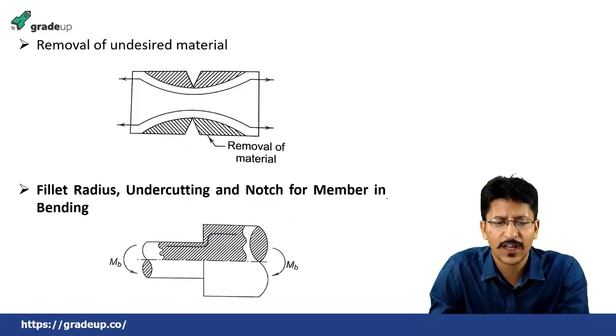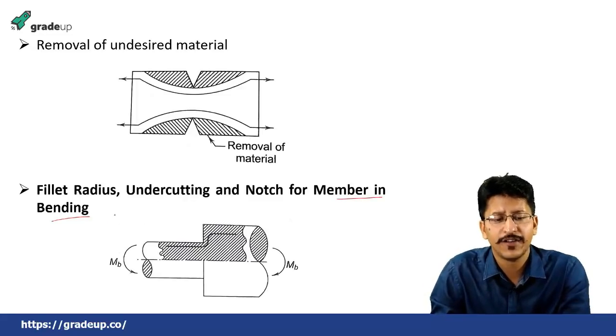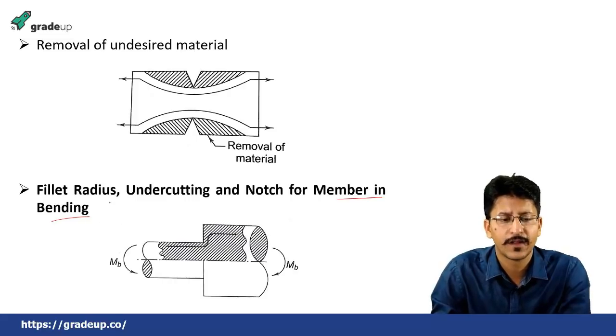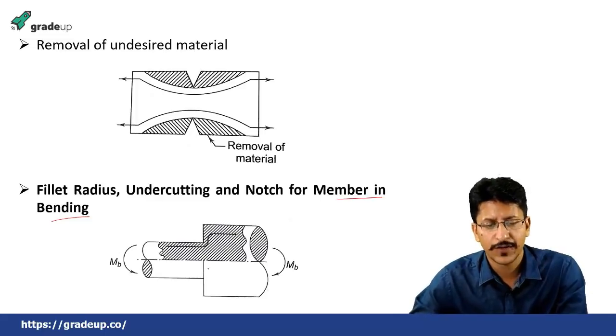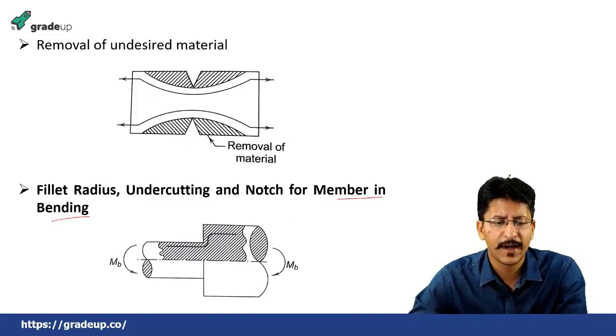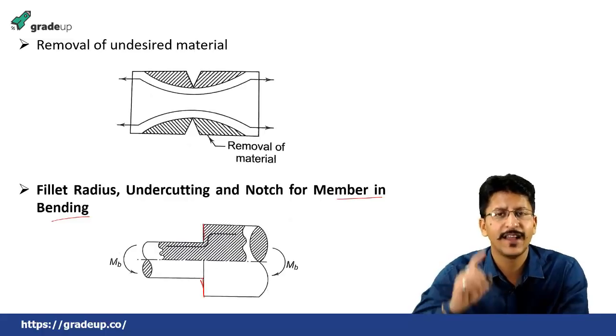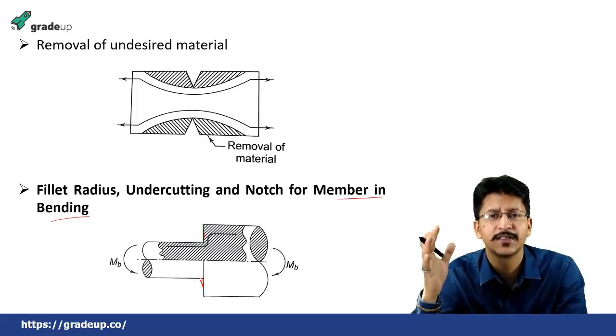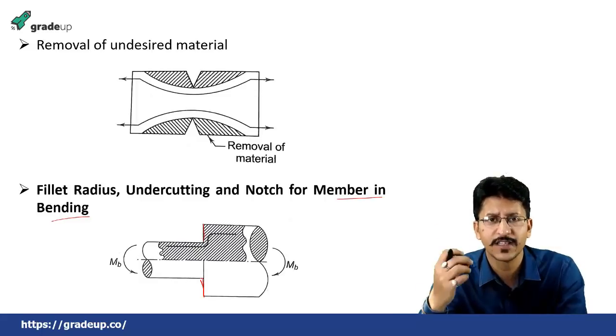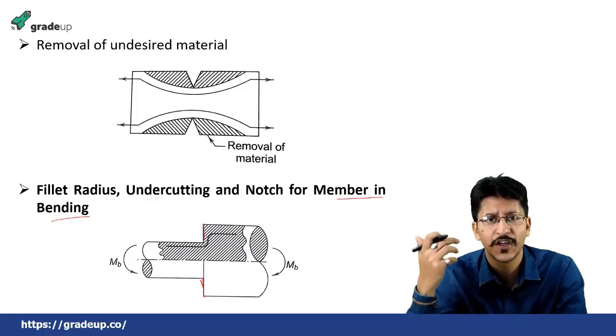Now let us see another kind of member, the member in bending. For this kind of member, there are three methods. This is a member under bending, and this is a collar made on this member. Why is this collar needed? This collar is needed for the sitting of the splines, the gears, the pulleys, and the screws.